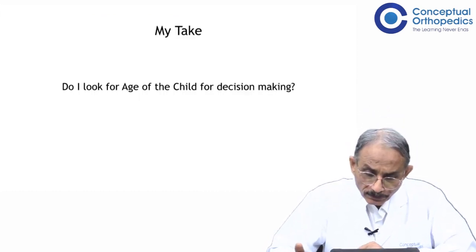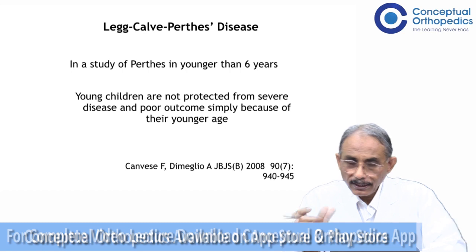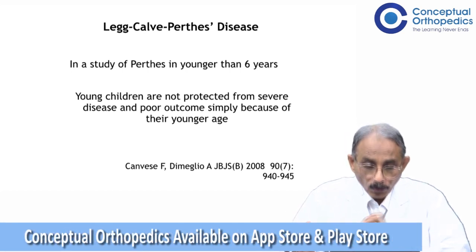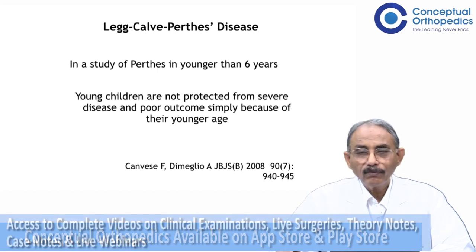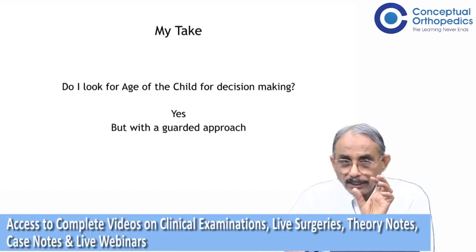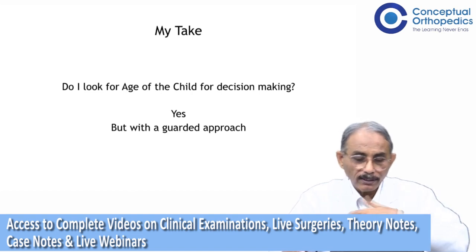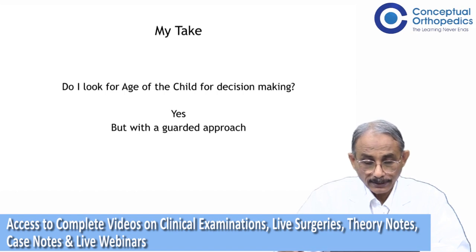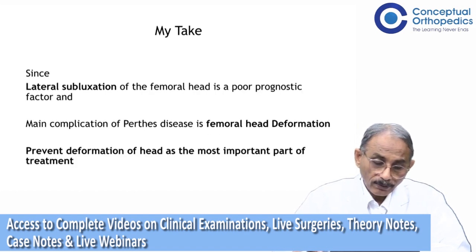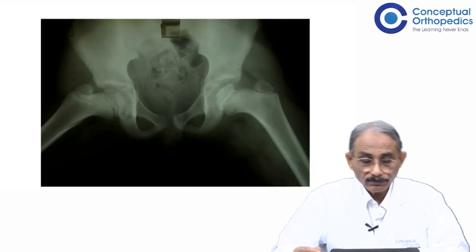Do I look for the age of the child in decision making? I do look for it, but I allow a little variation because not all of them are protected by the age criteria. Therefore, I'll still follow the child closely. If I think it is extruding out more, I do plan for surgery in a younger age group. With a guarded approach, yes, I will look at the age in deciding. Then I look at the lateral subluxation and plan for surgery for containment.